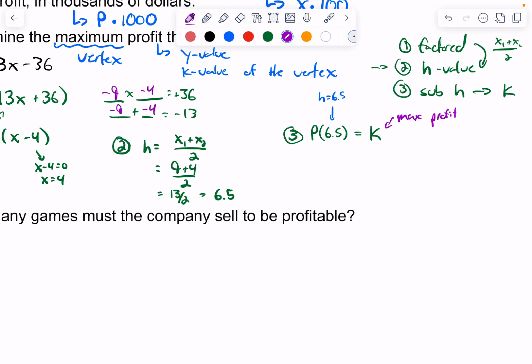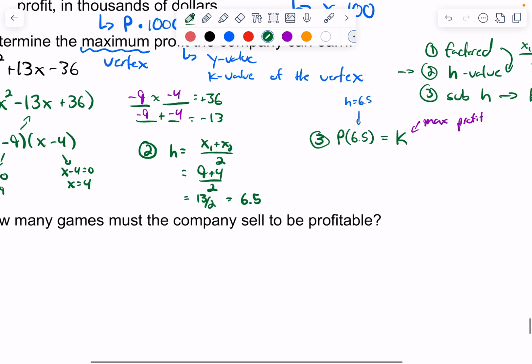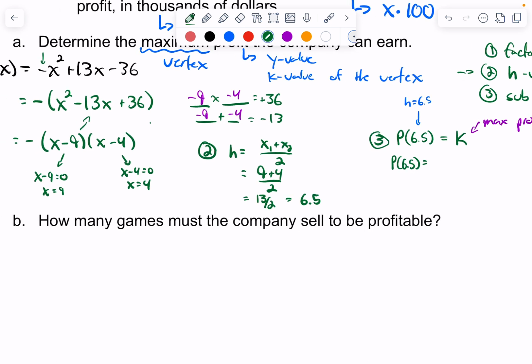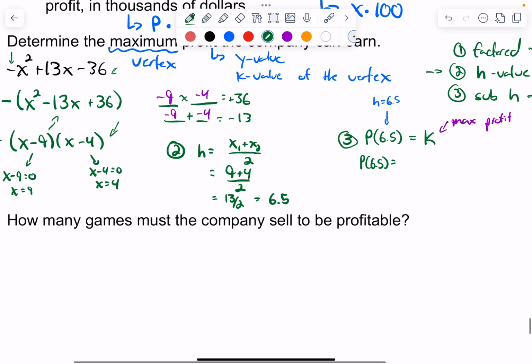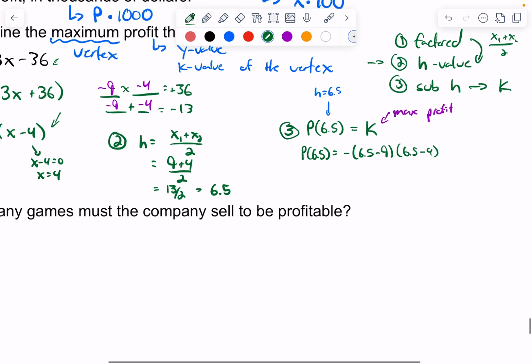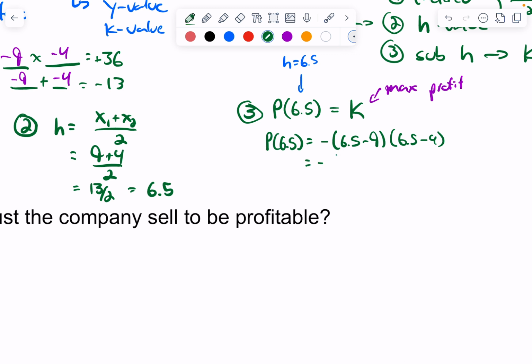All right, so let's solve. We are solving for p at 6.5. So we write p at 6.5, and you just substitute into your equation. You can substitute it in either the factored equation or the standard form equation. It doesn't matter which one, you'll get the same answer regardless. So just because I've never done this before, let me just show you substituting in factored form. So if our factored form equation is minus, 6.5 take away 9, 6.5 take away 4, so you get minus, and that first bracket, 6.5 take away 9, that'd be minus 2.5.